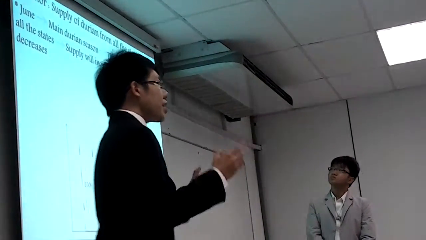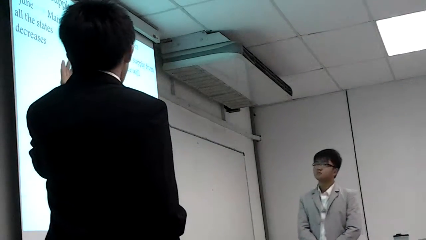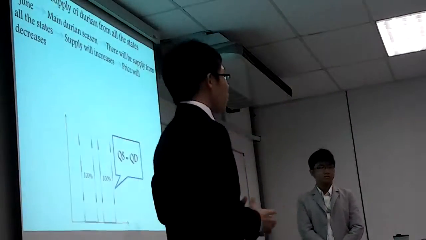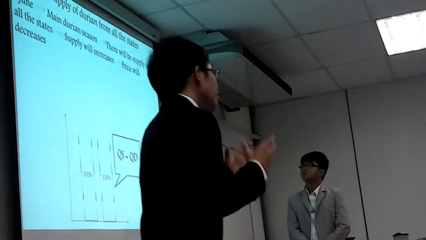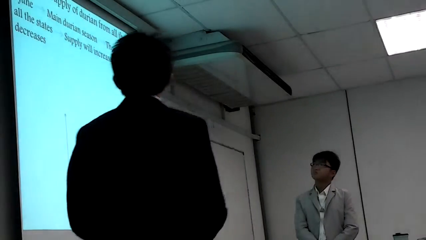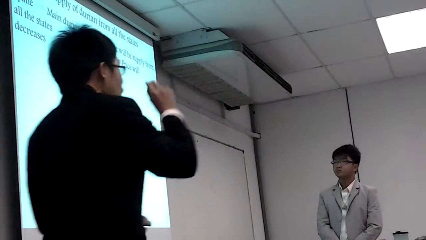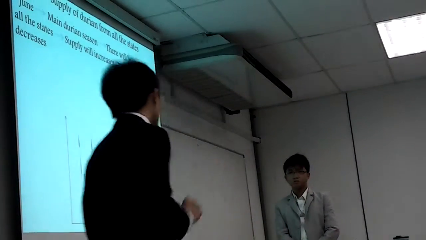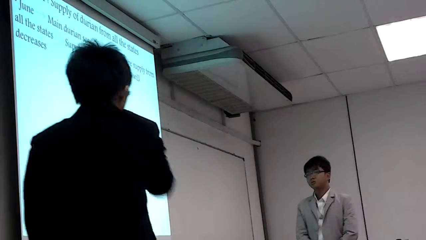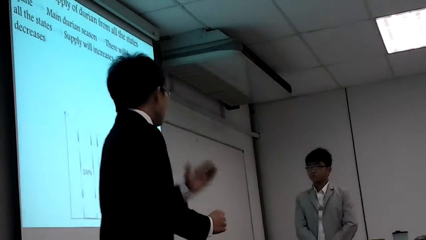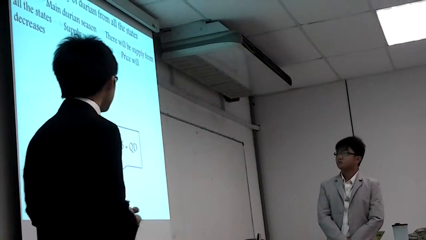June is the main durian season in Malaysia. Hence, there will be supply from all the states, compared to April, which only had 20%, because the supply was just from Pahang during April. So, as a result, the supply will increase and the price will decrease compared to April 2011. As you can see from this bar chart, the quantity supplied is now equal to the quantity demanded, compared to April, when the quantity supplied is less than the quantity demanded.